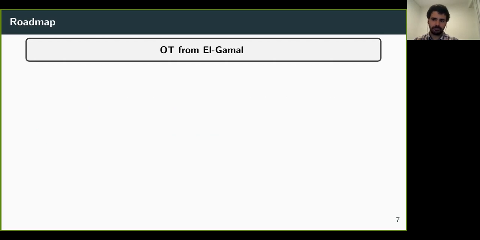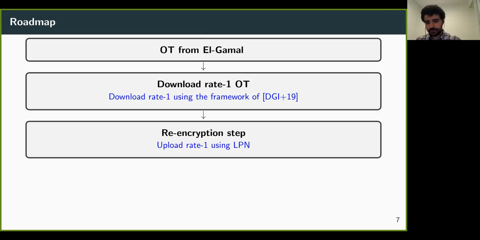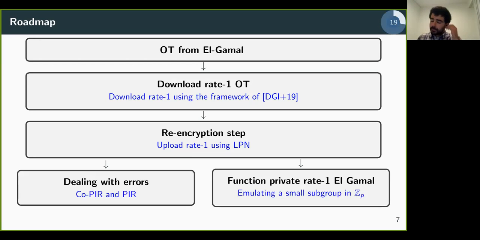Okay, so we start by considering the naive protocol of OT from ElGamal. Then we improve the download rate by using known techniques by Döttling et al. Then, to reduce the receiver's rate, we perform a re-encryption step to get upload rate 1, and this is where we actually use the LPN assumption. But then we introduce 2 new problems. The first one has to do with the LPN errors, and for that we built a new primitive that we call coPIR. The second problem is that if we want to instantiate this from DDH, we need an ElGamal encryption scheme which is function private over Z2.